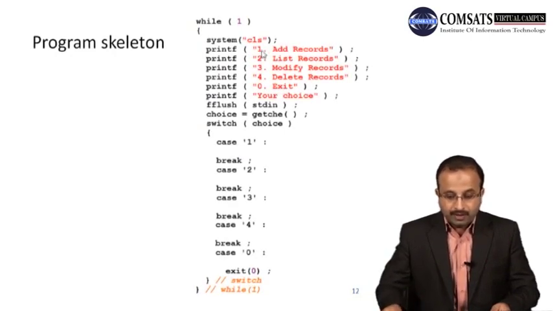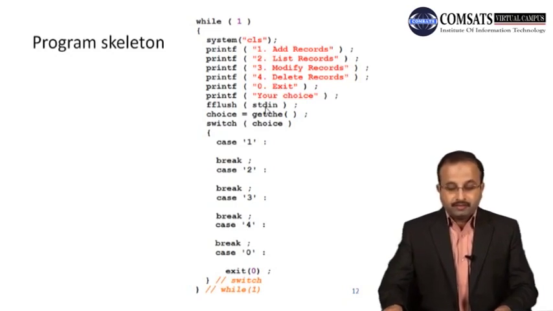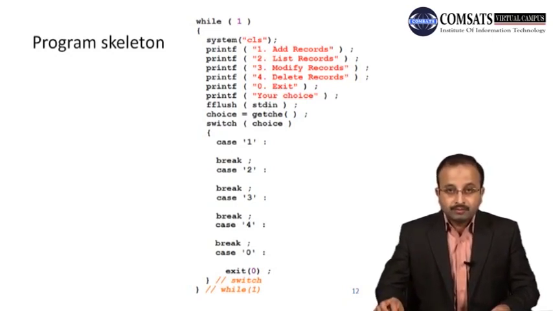So we have menus 1, 2, 3, 4 for addition of record, listing of record, that is displaying the records, modifying record and delete record, and exit then. Okay? So then you ask the user to input the choice, and here you're taking input. This stdin is to flush out the standard input buffer.